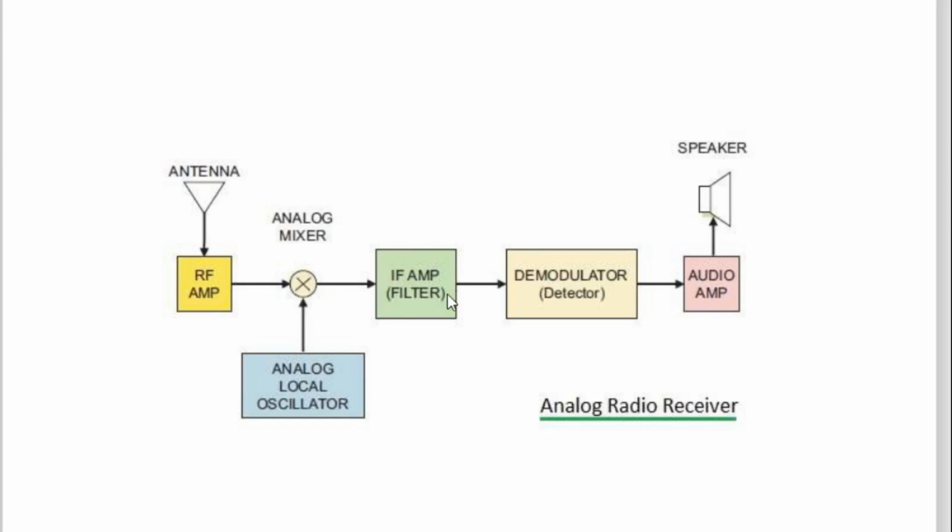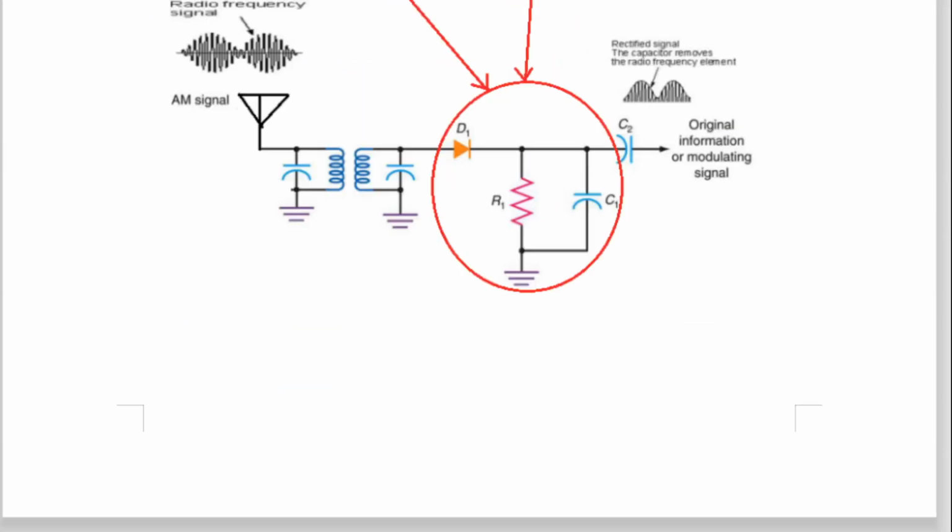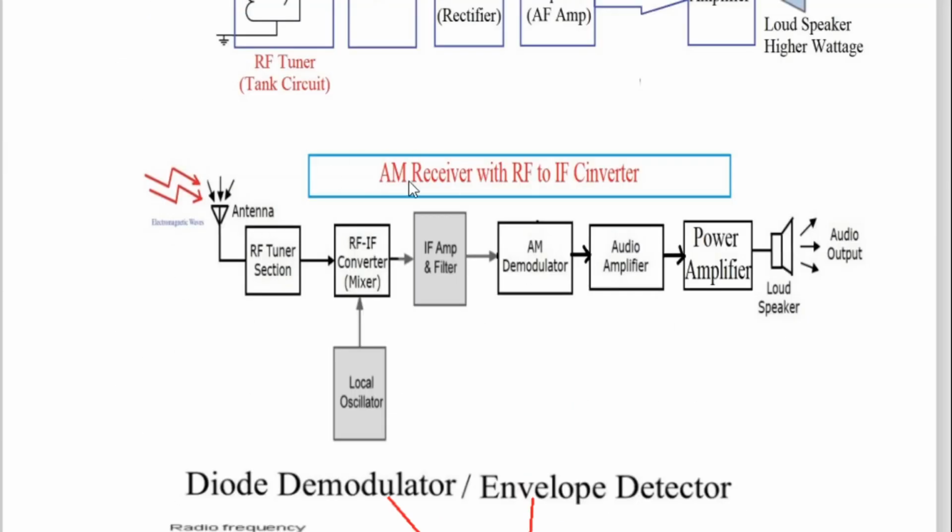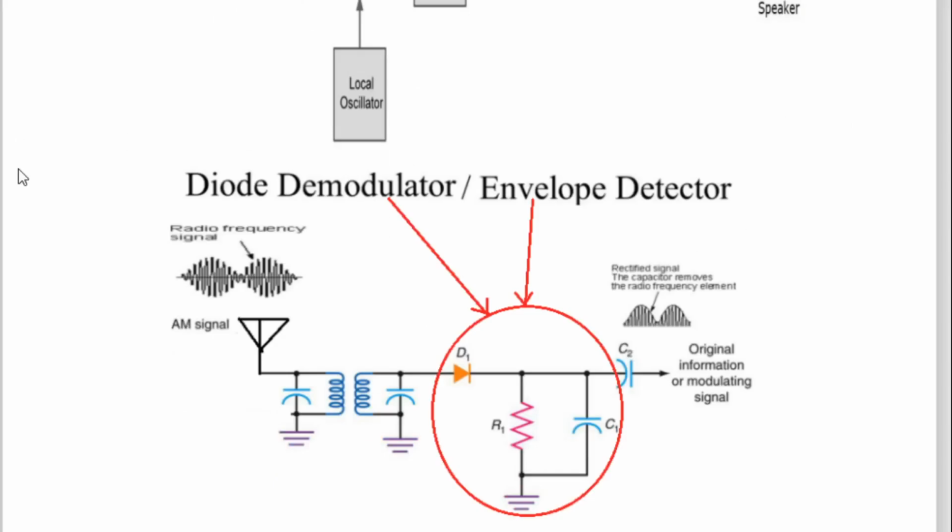After this, you will observe no RF, there is IF only: the intermediate frequency amplifier, then the demodulator, that is the detector which you have studied, half wave rectifier, envelope detector, and then it is given to the audio amplifier, and then it comes to the speaker. So this is nothing but a block diagram of an amplitude modulation radio receiver. Each block has its own function. And here, the diode used in the rectifier circuit along with the resistor is called the demodulator circuit.